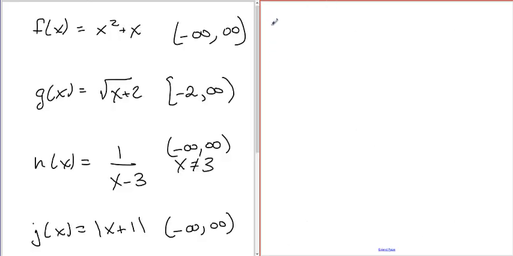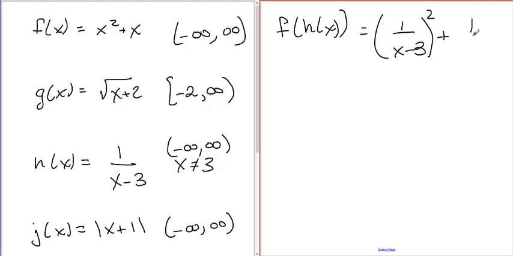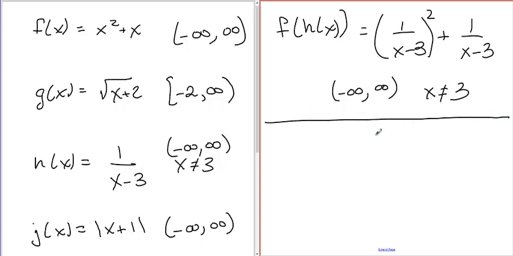Okay, let's look at another one here. Let's do f of h of x. So you plug this into here. So you get 1 over x minus 3 squared plus 1 over x minus 3. So again, I haven't simplified it. And any time you have x equal 3, you're going to be dividing by 0. So we'd say the domain here would be all real numbers except x cannot equal 3. Again, I'm creating a composite function, but I'm not simplifying it.